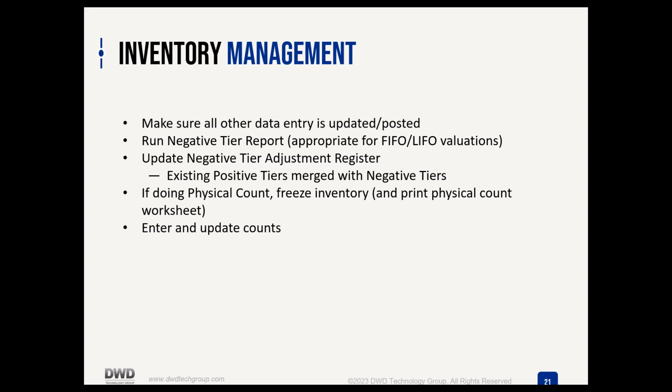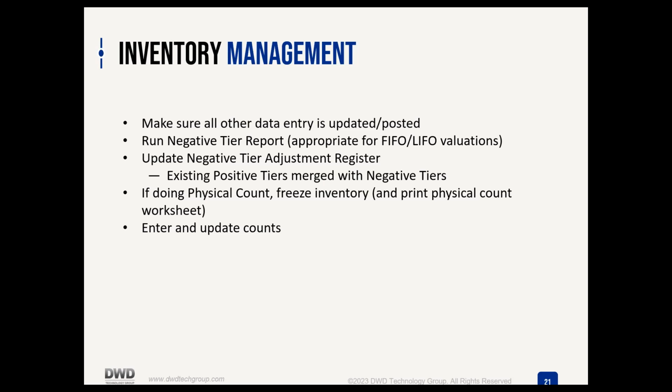The negative tier report allows us to see those items that are in a negative situation by warehouse. And then when we run the negative tier adjustment register, Sage goes behind the scenes and it will take any positive quantities that are available and merge it into the negative tier layer, hopefully wiping out that negative tier layer. And any cost differential then would be thrown into our inventory adjustments account, which is typically a cost of goods account.